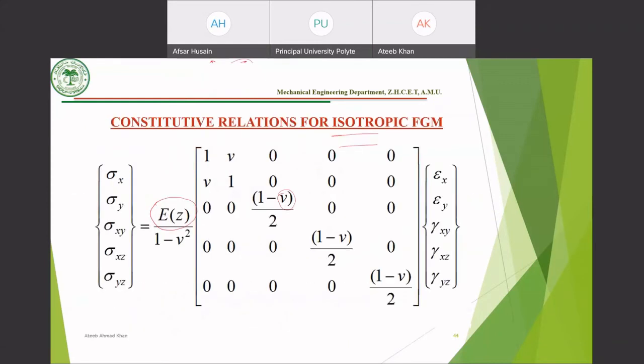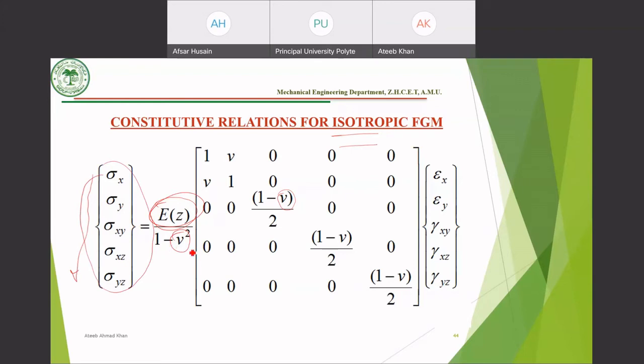Moving further, this was the constitutive relation for isotropic FGM, where the stresses are related to strain. Since FGM is treated as an isotropic material, we only need 2 material constants. The first one is Young's modulus and the other one is Poisson's ratio. Here you can see that I have shown only 5 components of the stresses. That is because we are considering the 2D case where the stresses are in the X and Y direction.